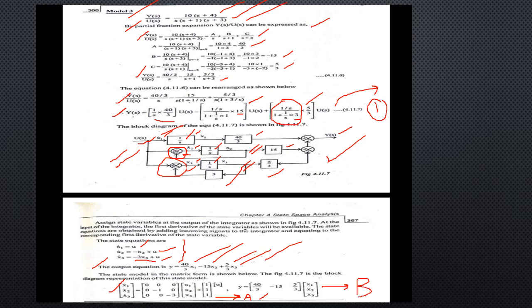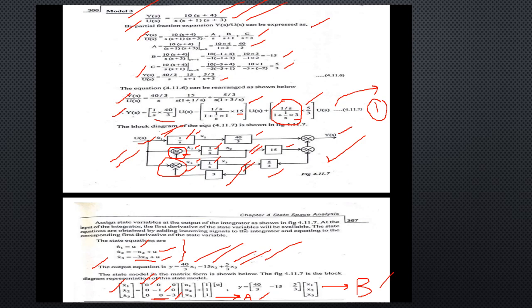So equation A and equation B together represent the state model of the system. Now check what the diagonal elements of the system matrix are. What is the system matrix? The system matrix is available in the state equation. Here the system matrix is a 3 by 3 matrix, in which the diagonal elements are 0, minus 1, minus 3.